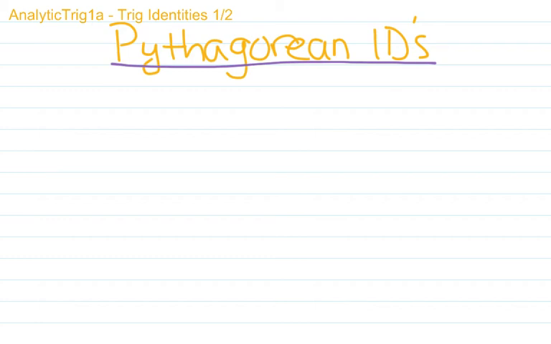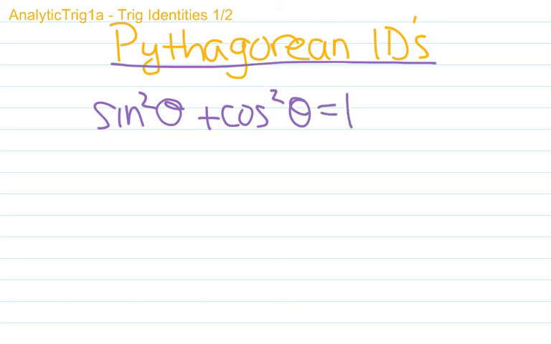Hey, these are super cool. I love these as well. The first one is my favorite one, and we actually have three, but you only have two spots for them, so we're going to just write the one in the bottom. So sine squared theta plus cosine squared theta equals 1.